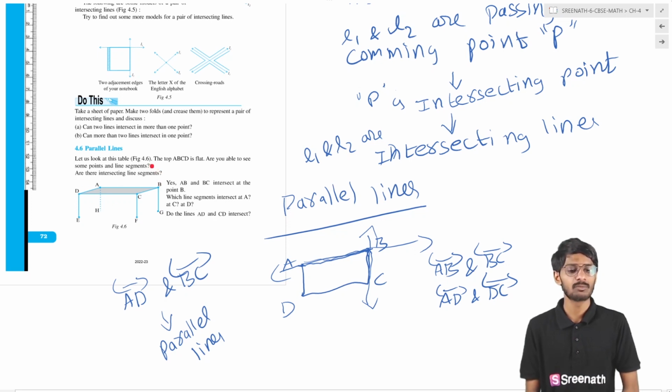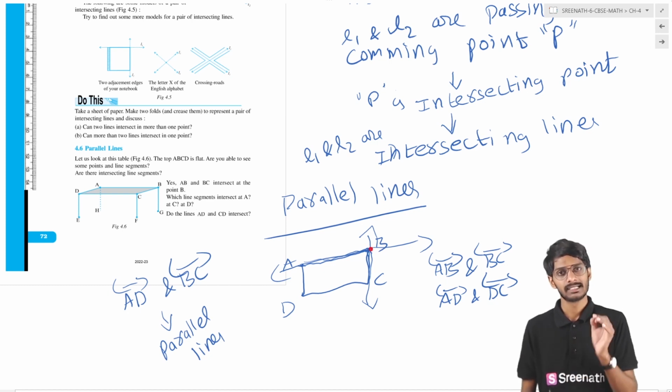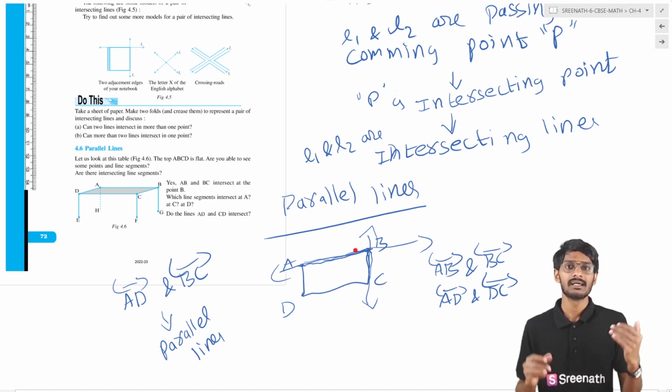Okay, suppose you take a table. If AB is a line segment, and you extend this line segment as a line, and you extend this BC line, both adjacent sides, as a line, what will they do? They will intersect at this point, so we call this point the intersection point, and AB and BC the intersecting lines.